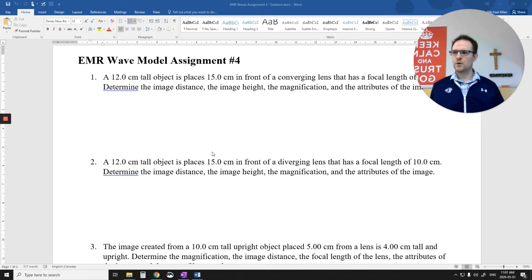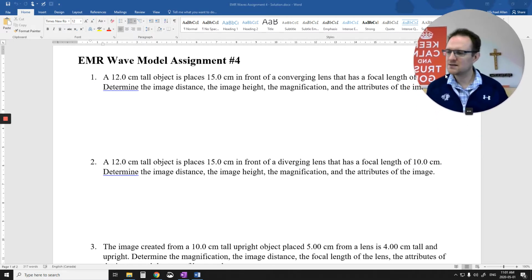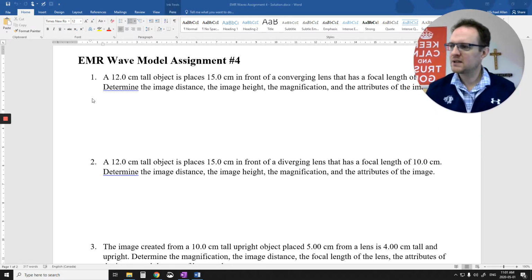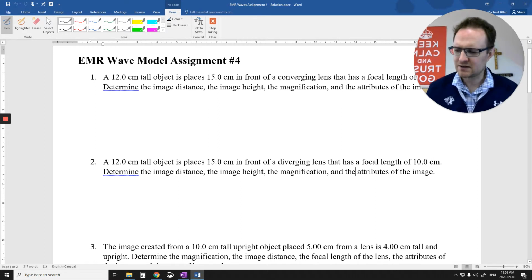So we are going to go over wave model assignment number 4 here. The first 3 questions are talking about lenses and using the lens formula. So let's see what we can do here. The next few questions are all about diffraction gratings and dual slit experiments and all sorts of things like that.